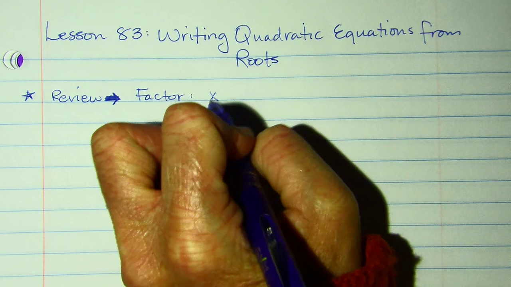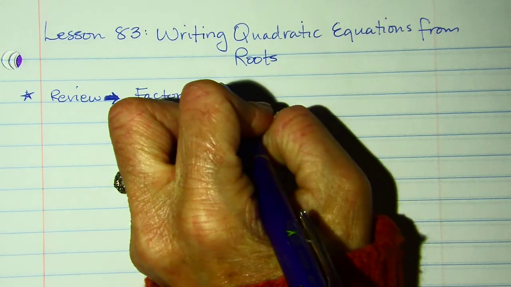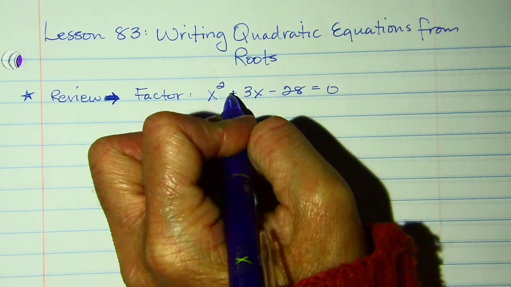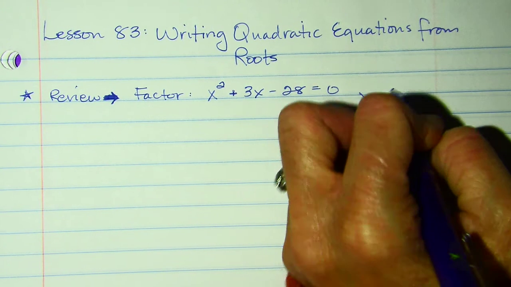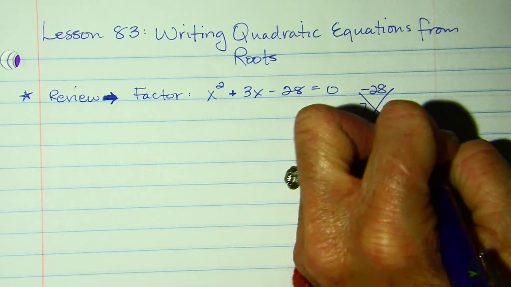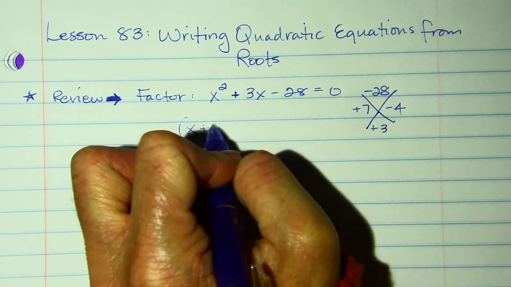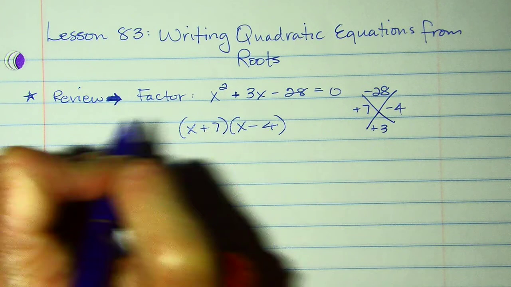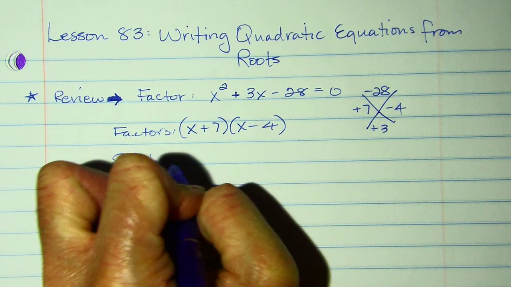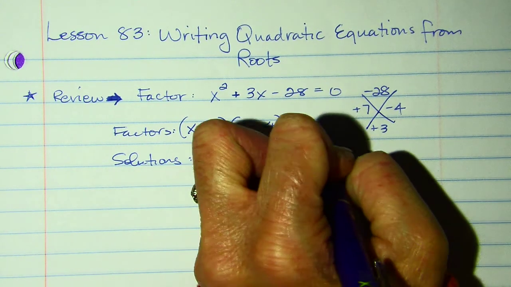Let's say I ask to factor x squared plus 3x minus 28 equals 0. So we would set up our little x tool. I've got a negative 28 and a positive 3, so that would be positive 7 and negative 4. So my factors are x plus 7 and x minus 4. These are my factors. My solutions are x equals negative 7 and positive 4 because of the zero product property.